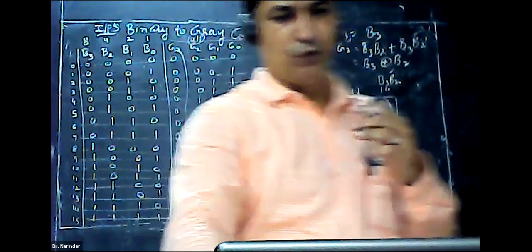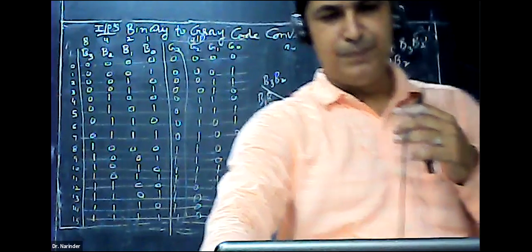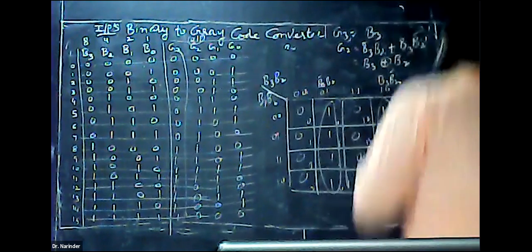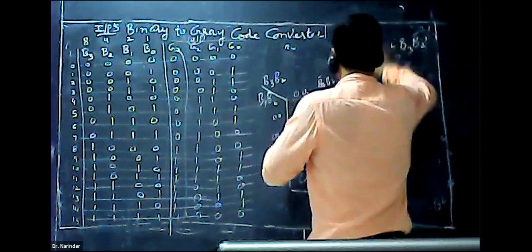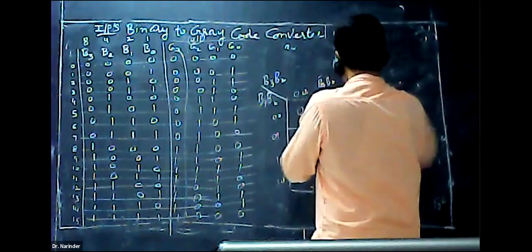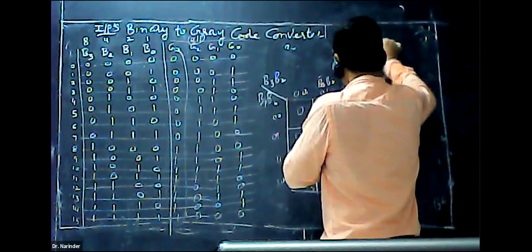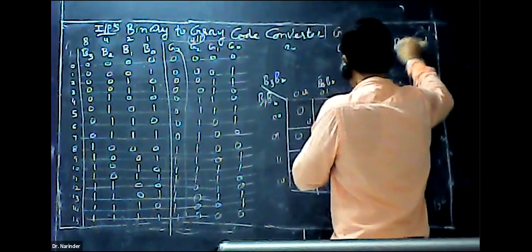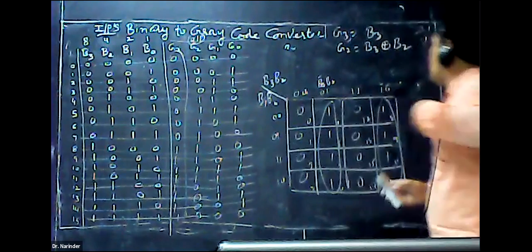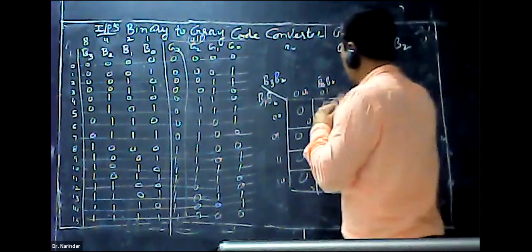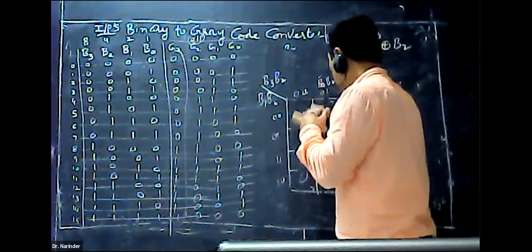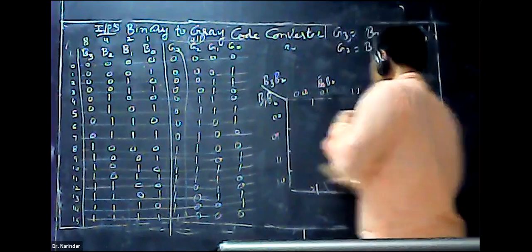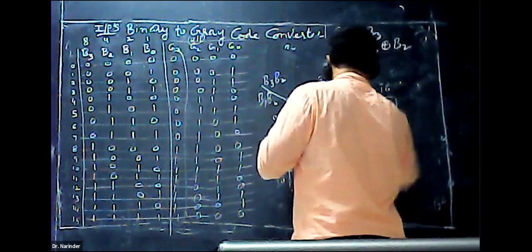Similarly, you can pursue for B1. We got G2 is equal to B3 XOR B2. Now we will pursue G1.